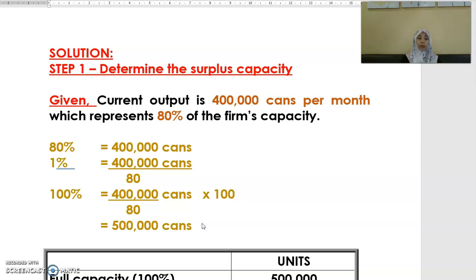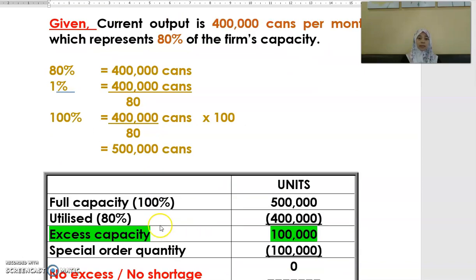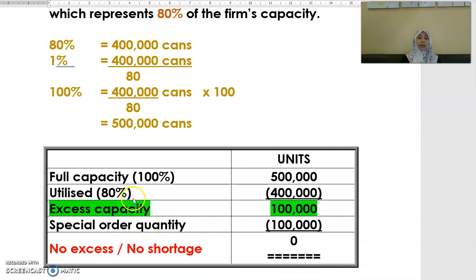So currently you are operating below full capacity. The 100% is 500,000 cans. Currently, you are operating at 80%. How do I know 80%? Given in the question that currently you are operating at 80% of the capacity. That means you are currently producing 400,000. You are able to produce up to 500,000, but currently you are producing only 400,000. Therefore, you have excess capacity of 100,000 units.